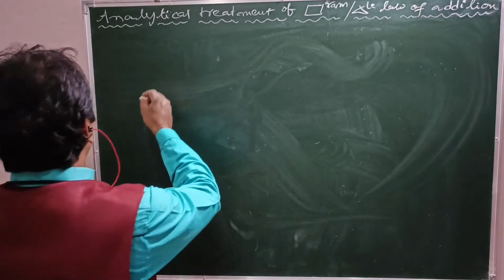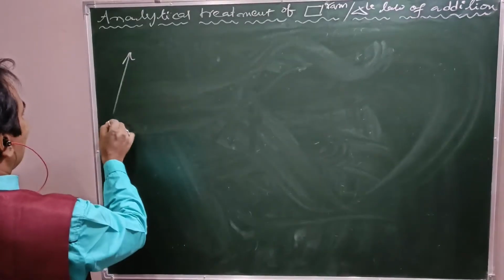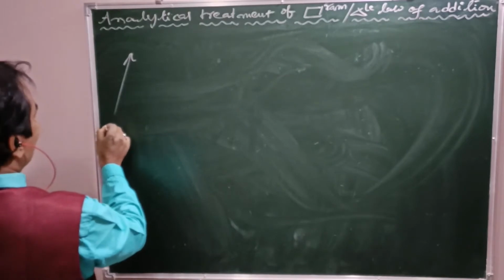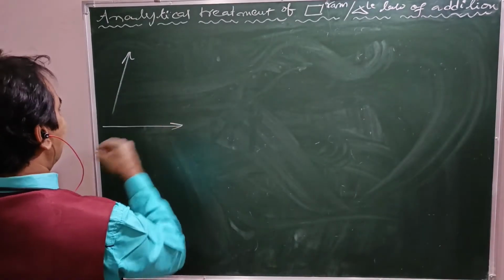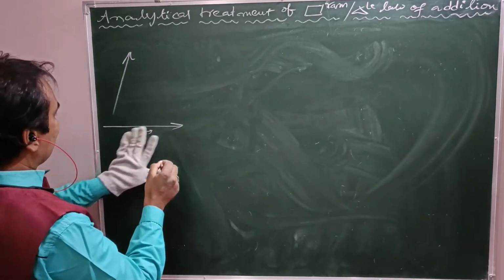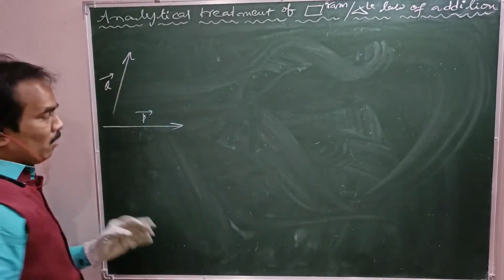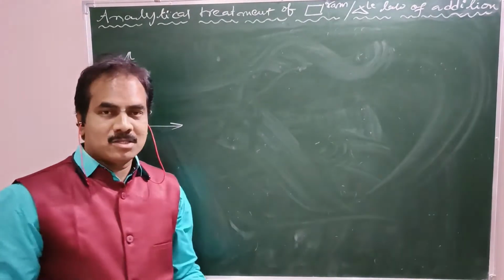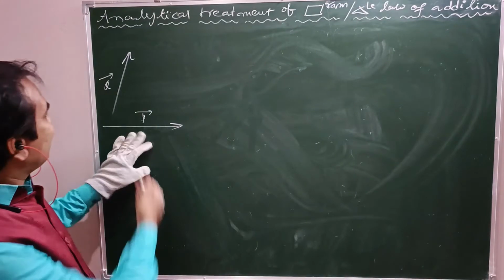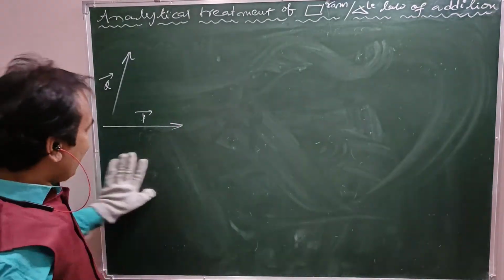Okay. Now see, these are the given vectors. This is one vector. This is another vector. This is P bar. Here it is Q bar. Now these two are given vectors. We have to add these two vectors either by forming a parallelogram, otherwise a triangle.